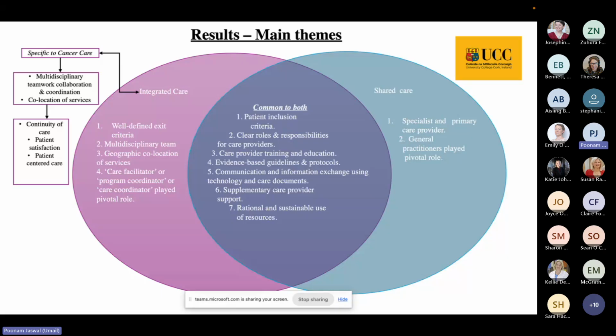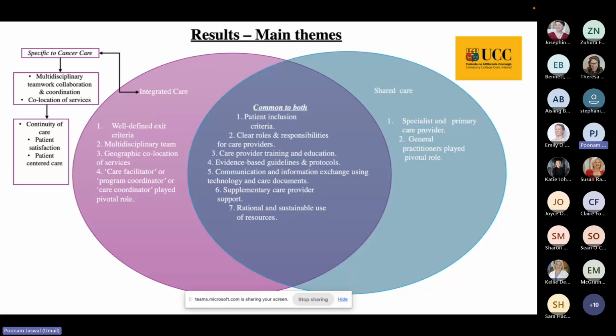Specific to cancer care, within integrated care, what really stood out in the findings were two factors, the multidisciplinary team and the co-location of the services, which contributed to achieving positive outcomes. It was notable that teamwork, collaboration and coordination were further enhanced, which led to improved continuity of care, positive patient satisfaction and effective patient-centered delivery of care.